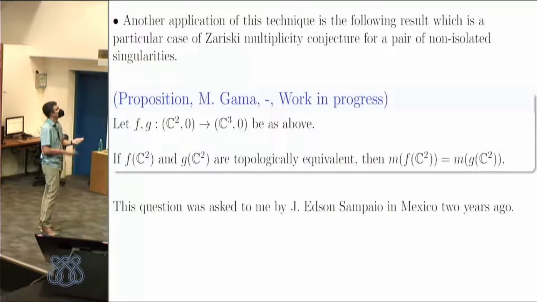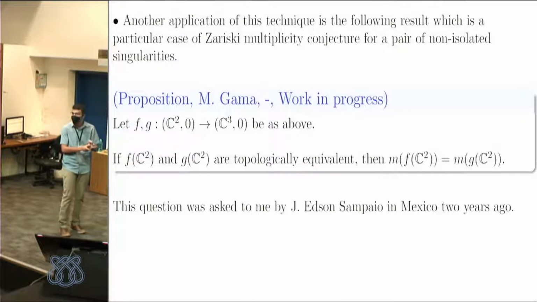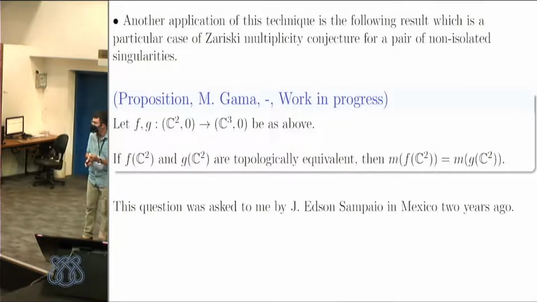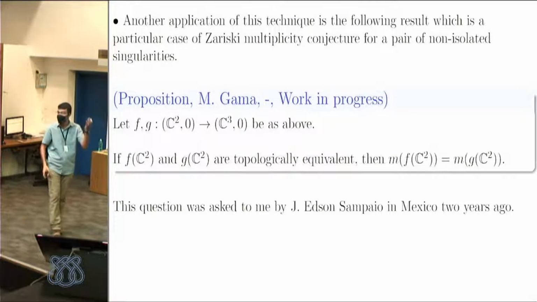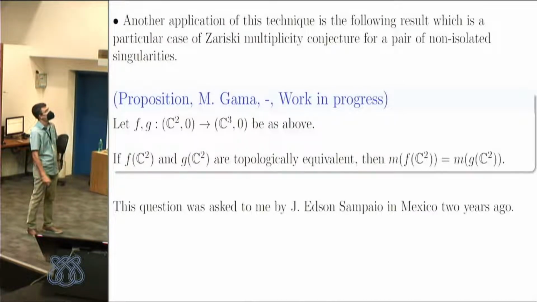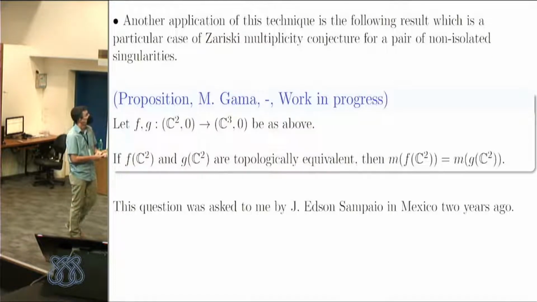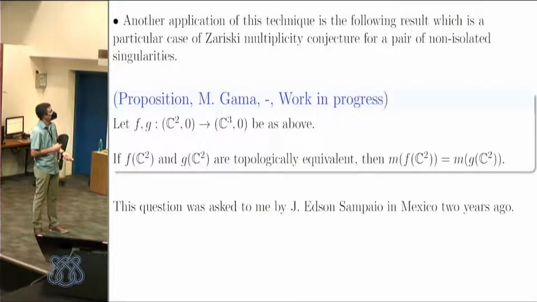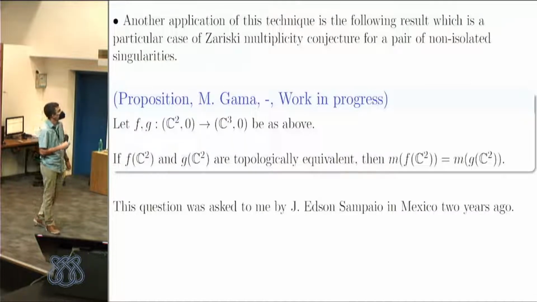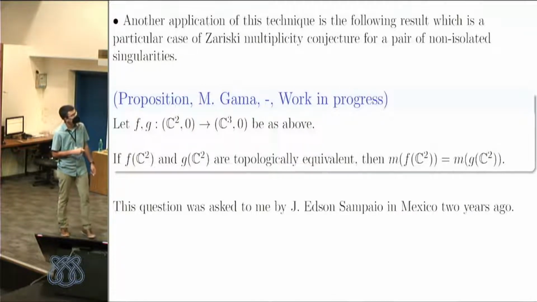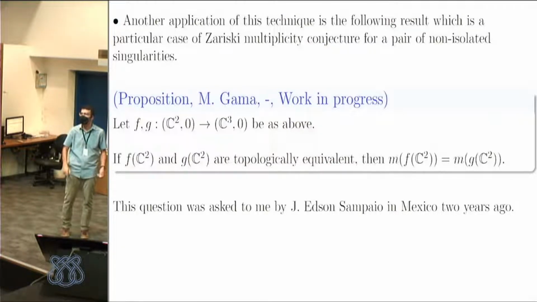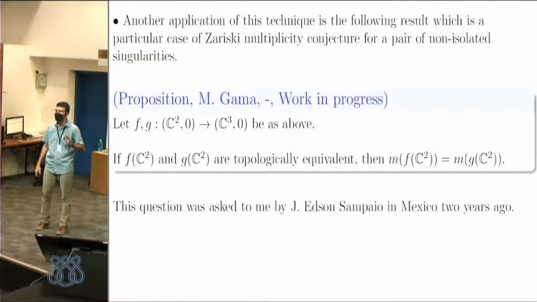It's the following result, which is a particular case of Zariski's multiplicity conjecture for a pair of non-isolated singularities. Yesterday you had a very nice talk given by Thomas Pelka about the proof of the Zariski multiplicity conjecture in the case of families of isolated singularities. And here I have a very small contribution. It's a work in collaboration with my PhD student, Milena Gama, from Universidade Federal da Paraíba. We are able to prove that if you consider map germs F and G from C^2 to C^3 as above, if the images of F and G, which are surfaces, are topologically equivalent, then the multiplicity of F and the multiplicity of G are equal. This question was made by Edson Sampaio in Mexico two or three years ago, and this is the answer.